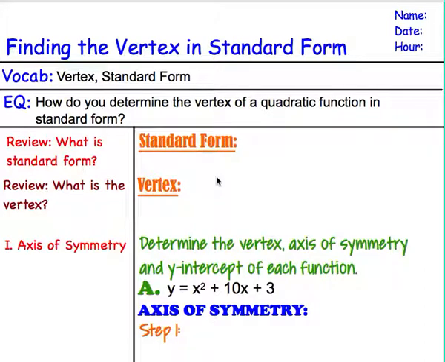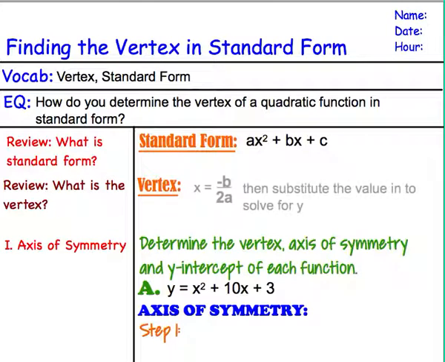Today our lesson focuses on finding the vertex when the quadratic function is in standard form. Now if you recall, standard form is a, which is some number, times x squared plus some number b times x plus c, some number c. Now when we talk about finding the vertex today, it's going to be a little bit different because we have a different format for how the equation is written.